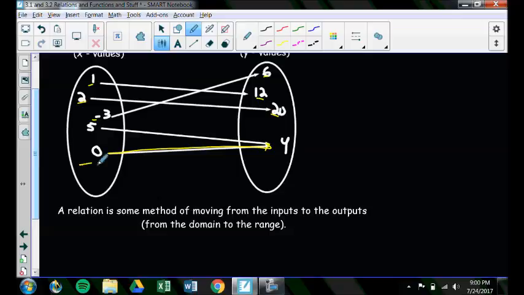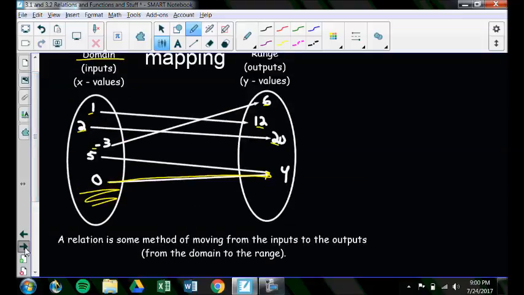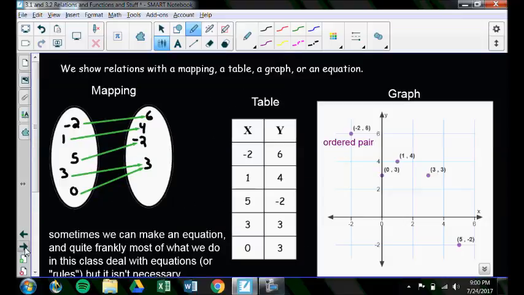And these numbers right now, they don't mean anything to us, but we can find ways to make them mean things to us. There's actually a few ways to show relations. One is with a mapping, which we've talked about. One is the table. And there's a graph, and there's an equation. All 4 of those ways can show relations.